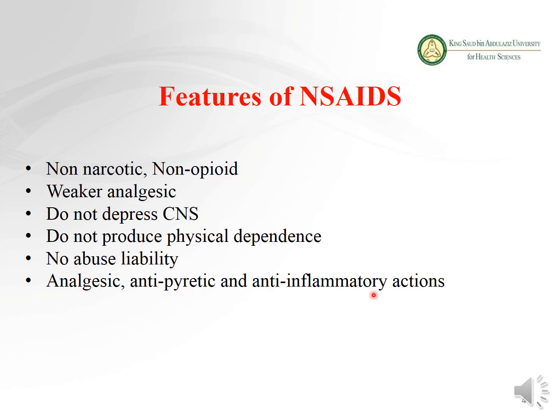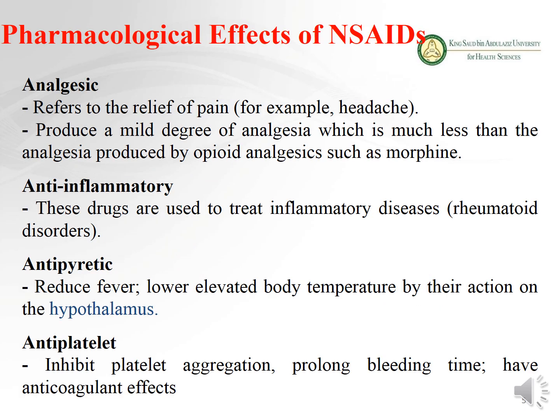They have these three kinds of action: analgesic, antipyretic, and anti-inflammatory. Pharmacological effect of NSAIDs. Pharmacologically, we can use these NSAIDs broadly for analgesic activity. As we have discussed, it has analgesic activity, although it is weaker than that of opioids. So it can be used for mild pain relief, for example, headache.